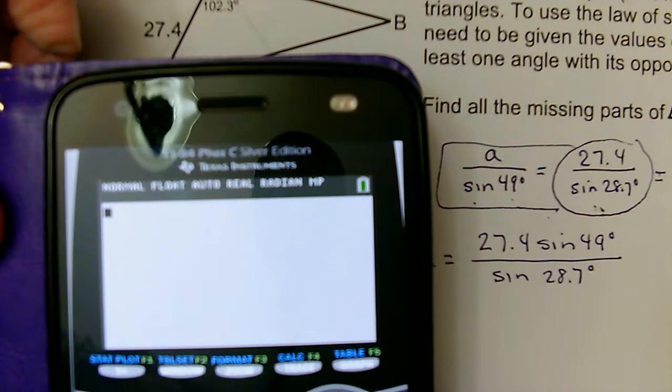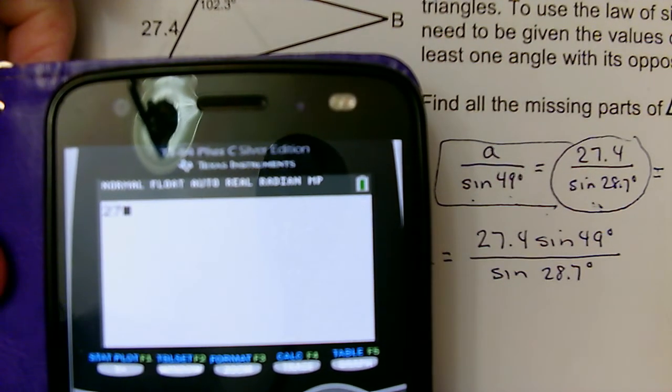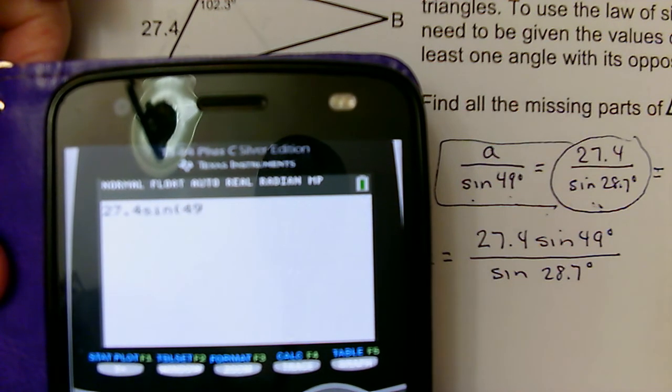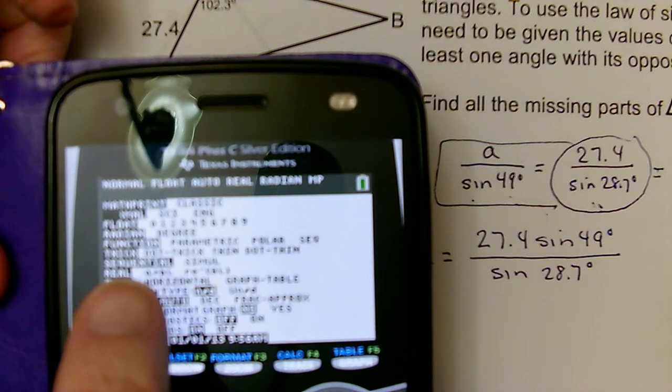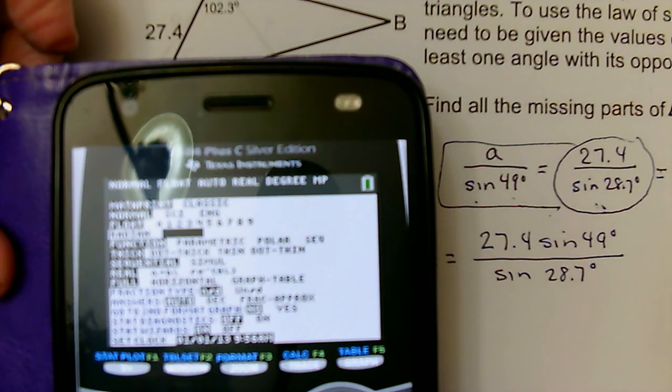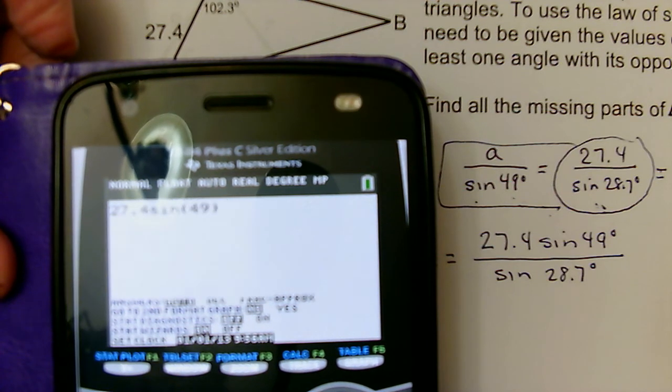Just going to move it over so I can see the equation here. 27.4 times the sine of 49 degrees, and actually before I finish this I'm going to hit mode to make sure. No, see, I was set in radians. I know it's a little blurry for you guys, but I need to make sure it's set in degrees because we are working in degrees.